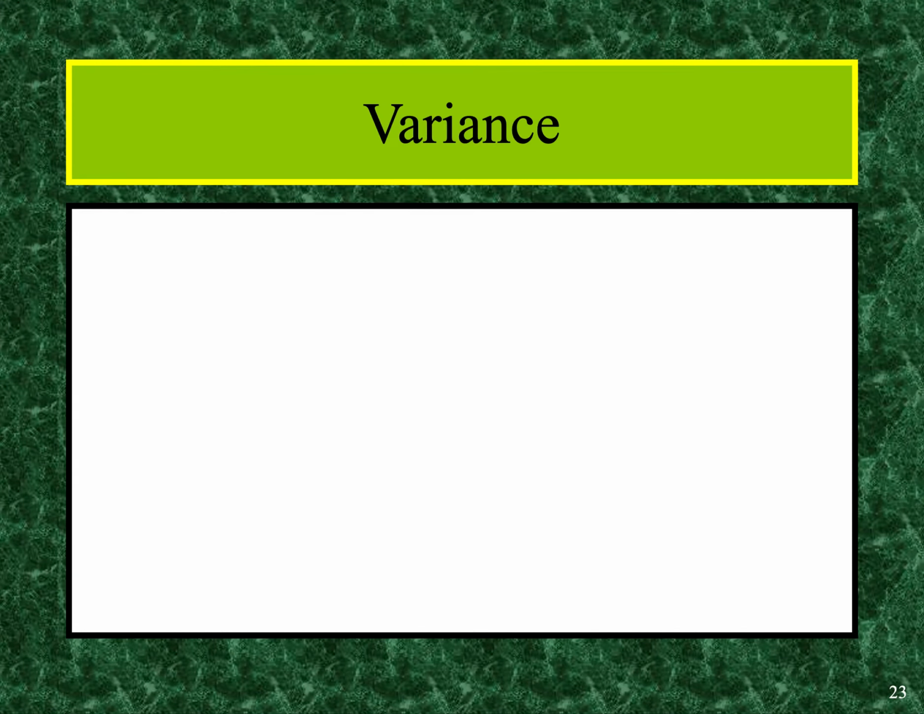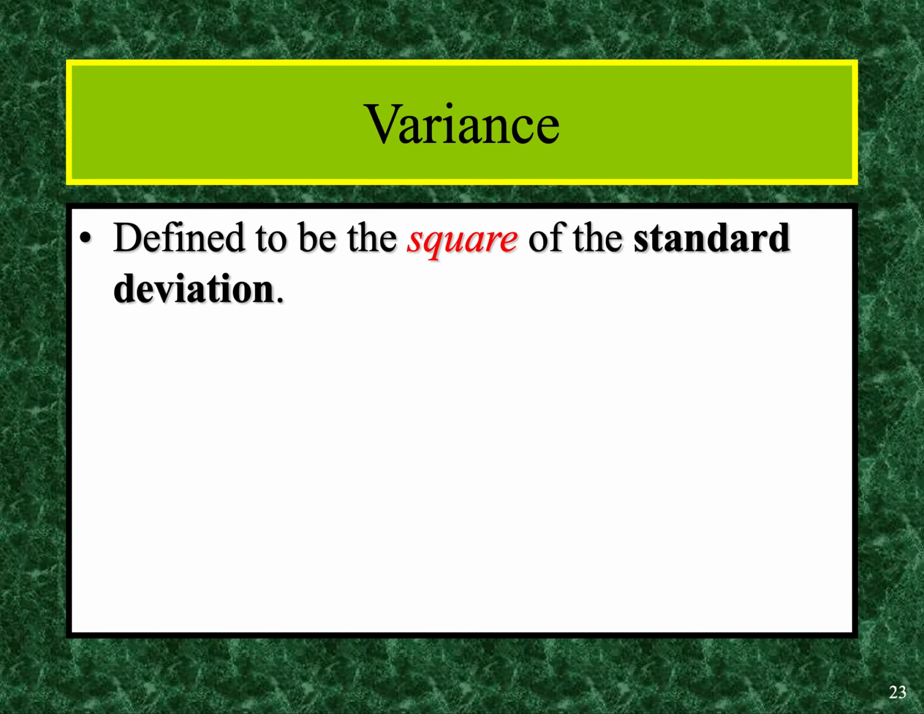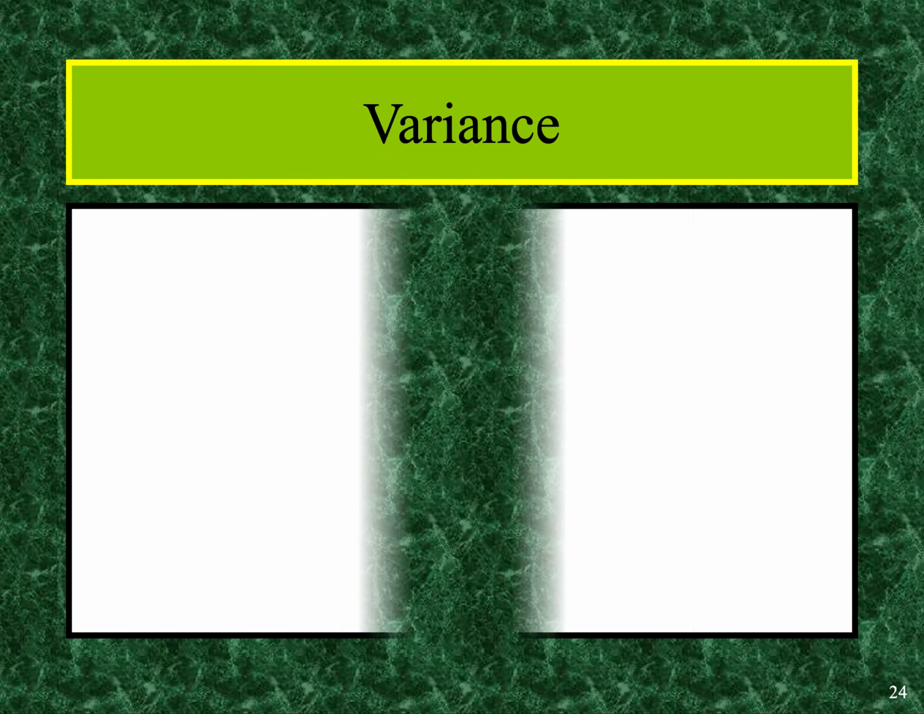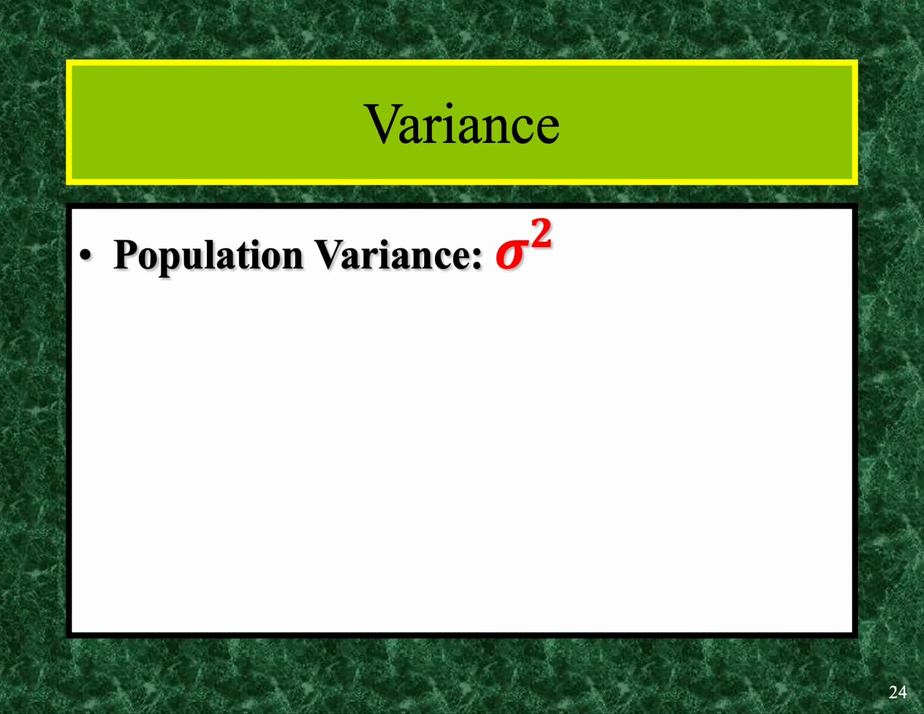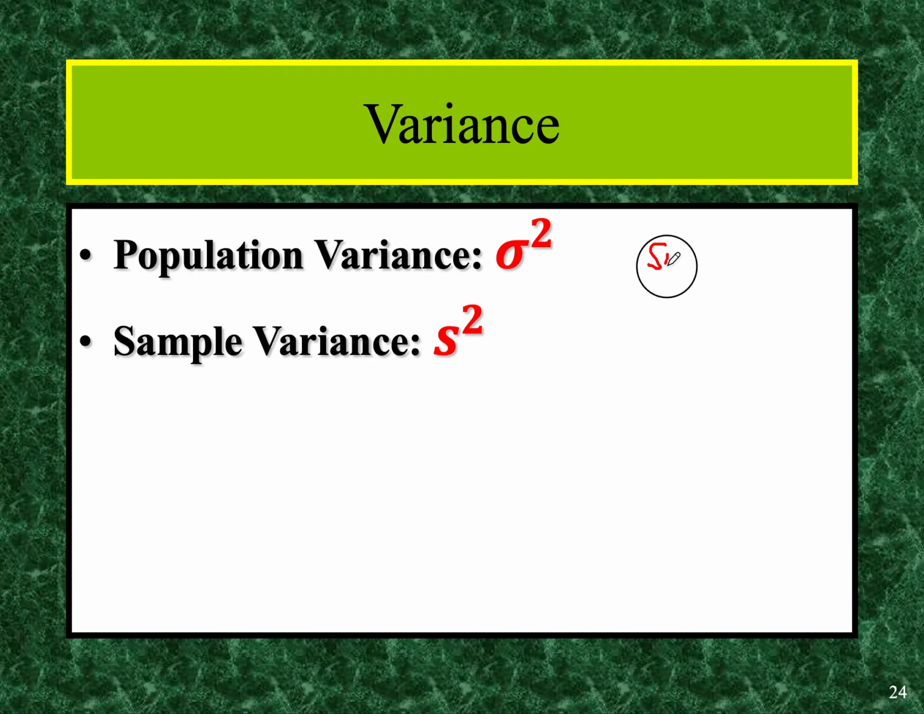Variance. Now, this is the last one in our slides. The variance is actually just the square of the standard deviation. So you have the standard deviation, square it, and you get the variance. The population variance and the sample variance are like this. The symbols are: for the population, sigma squared, because your SD is written as sigma for the population, and your SD for the sample is just an S. So you put a square to make it a variance.